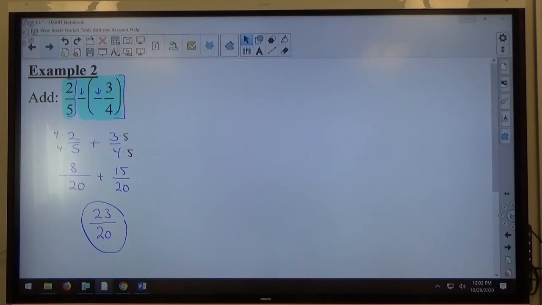Please leave all improper fractions as improper fractions. Do not rewrite it as 1 3/20ths. Don't give me some decimal 1.15. I want 23/20ths if that's the answer. Give me improper fraction answers.